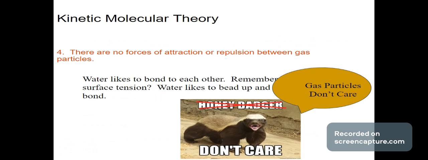All right, so we've covered the first three. Now, the fourth one is this: there are no forces, attractions, or repulsions between gas particles. Like water bonds together, remember that there's surface tension, my fault, not surface temperature. Water likes to bead up and bond. Gas particles, they don't care. So, like the picture says, honey danger, don't care. Gas particles just do not care.